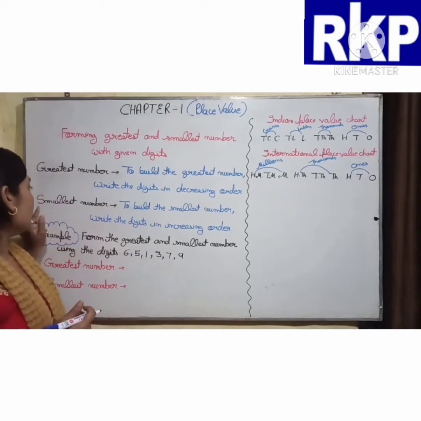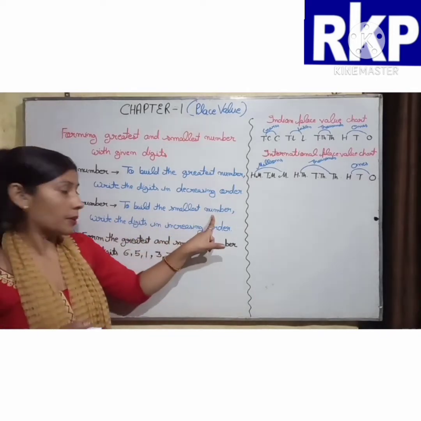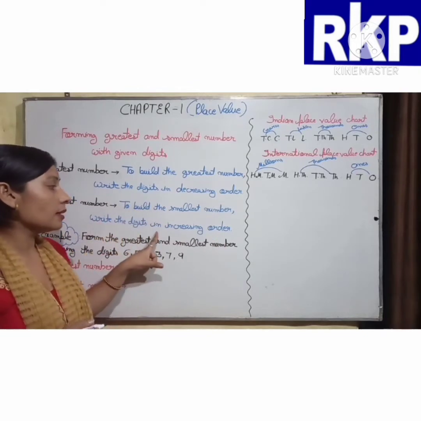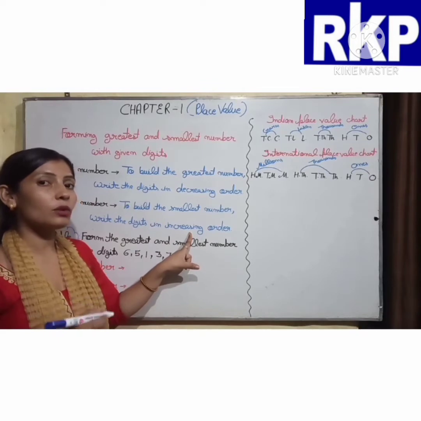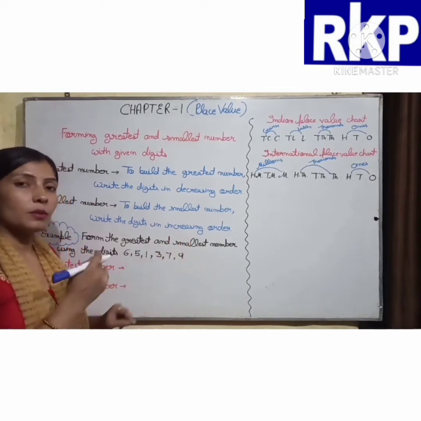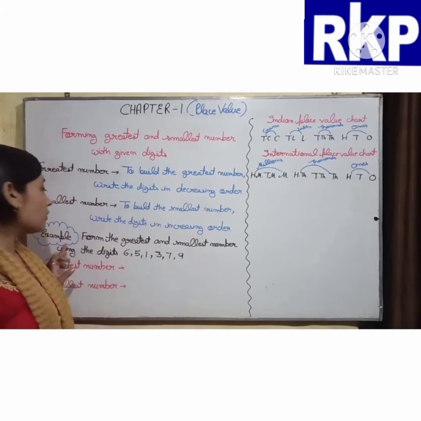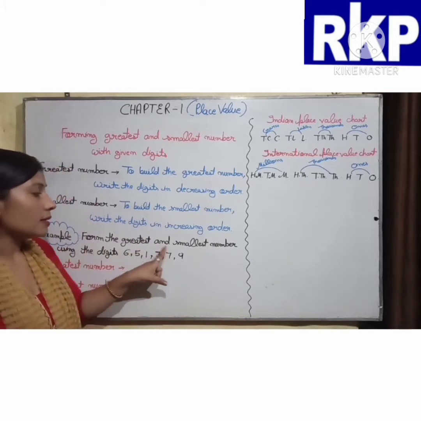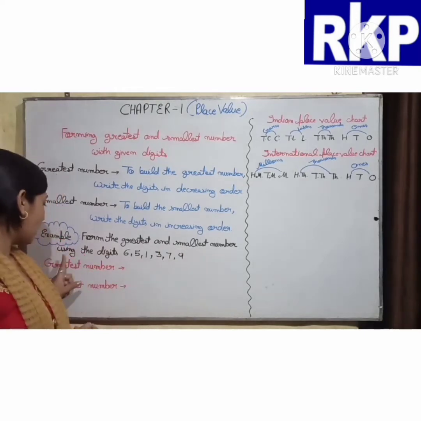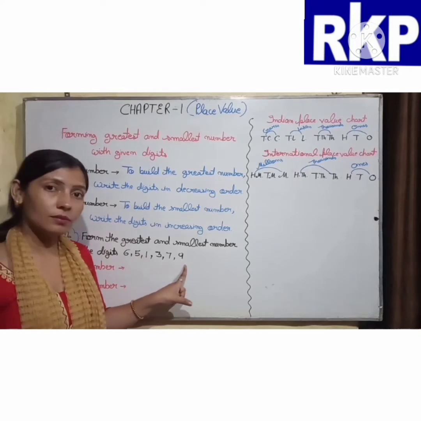And now let us see how we can write the smallest number. To build the smallest number, write the digits in increasing order. Increasing means we have to write the digits from smallest to greatest. Okay. Now let us take one example to understand it. Form the greatest and smallest number using the digits 6, 5, 1, 3, 7 and 9.